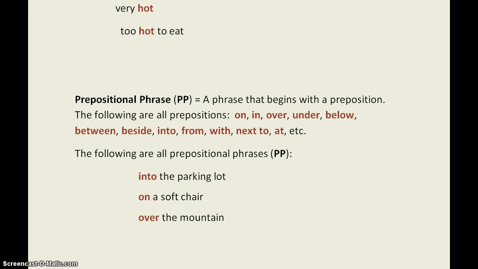Now, a group of words that begins with a preposition is called a prepositional phrase. So the following are all prepositional phrases, and we'll mark them as PP. So for example, into the parking lot is a prepositional phrase. On a soft chair is a prepositional phrase. Over the mountain is a prepositional phrase. These are all prepositional phrases because the preposition is the head. It's the most important word in that phrase.